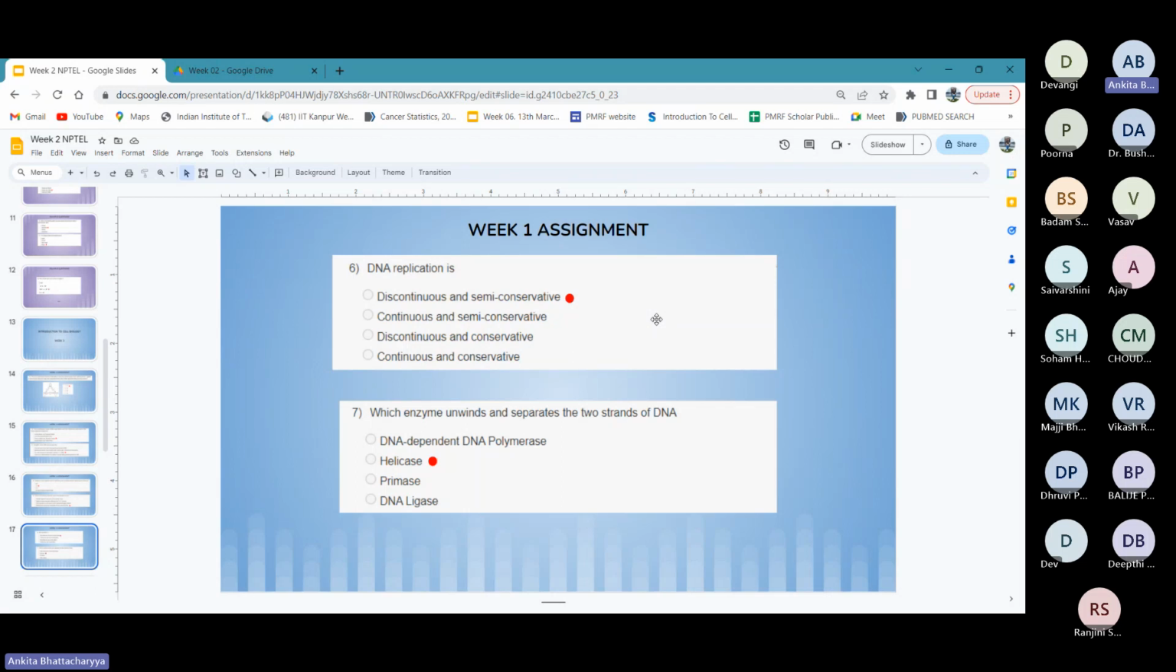The first is the enzyme which is responsible for the synthesis of the new DNA strand. Helicase is obviously the correct option because it is responsible for unwinding and separation. Then comes primase, which is responsible for the initial priming, RNA primer addition, which is required for the replication process. And then we have DNA ligase, which is responsible for ligating the short Okazaki fragments that are synthesized. It is responsible for connecting those.